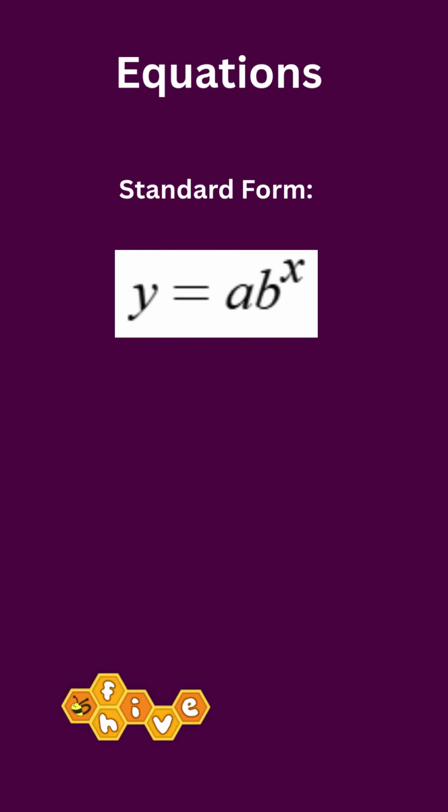Our first equation is a standard form, which is y is equal to a times b to the power of x, where a is our initial amount, our starting value, and b is our ratio, growth, or decay factor. And it's a growth factor when b is greater than 1, and a decay factor when b is between 0 and 1. And a can never be equal to 0.